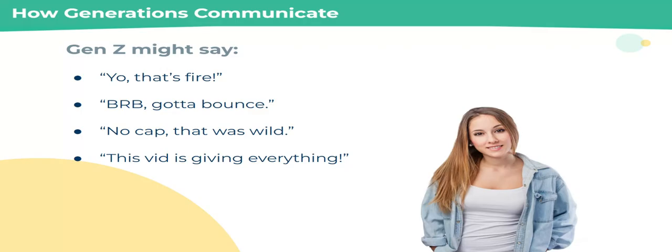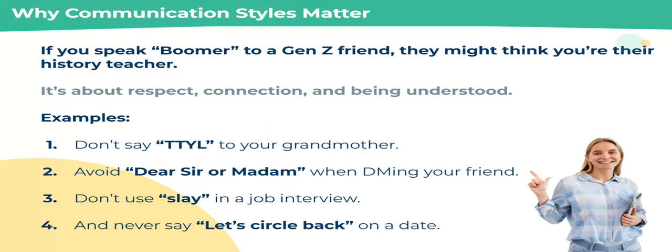So we can see perhaps how general language progresses as generations progress. Older generations use more standard forms of language, whereas the most modern generations use more slang in their everyday communication. So why do communication styles matter? If you speak boomer to a Gen Z friend, they might think you're their history teacher. So it's about respect, connection, and being understood. Examples. Don't say TTYL to your grandmother. TTYL, talk to you later.